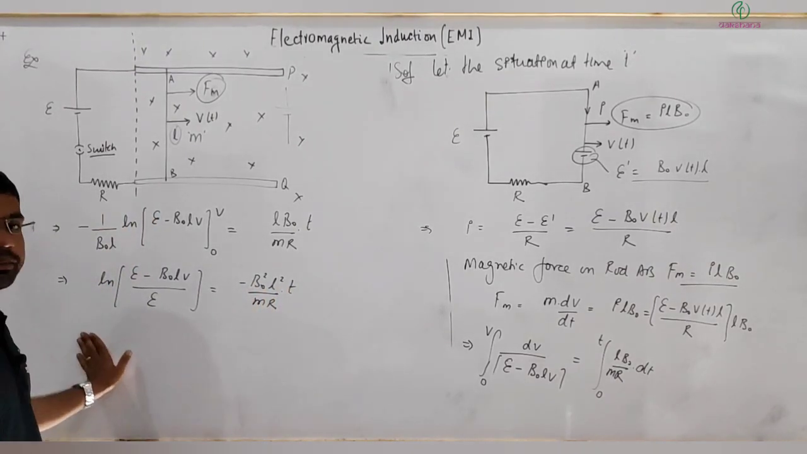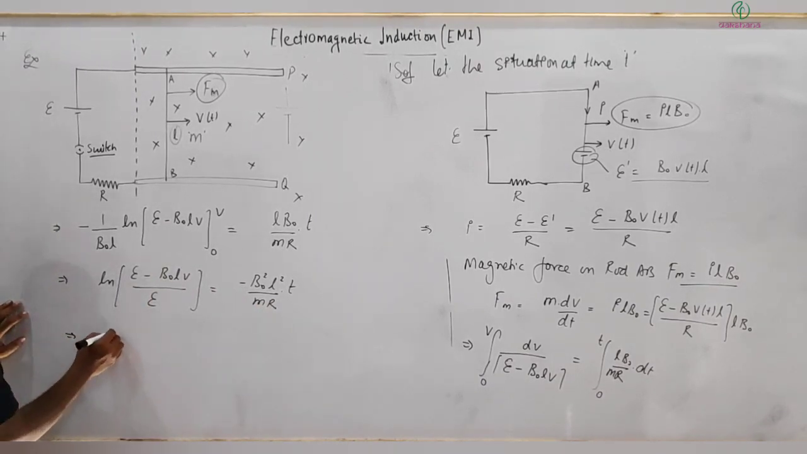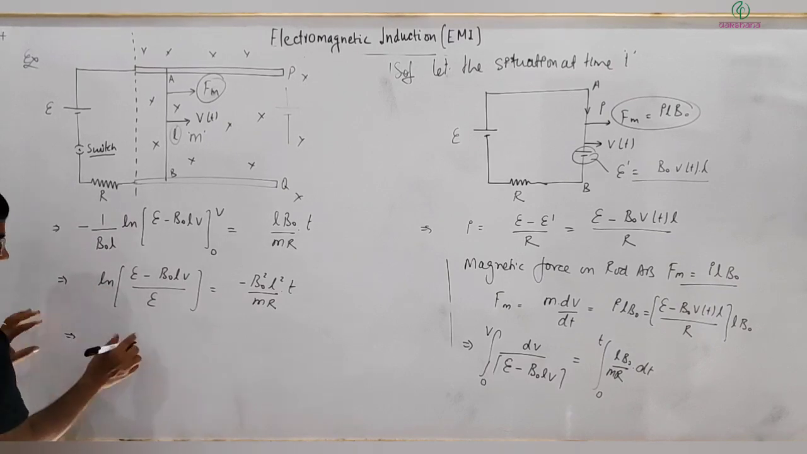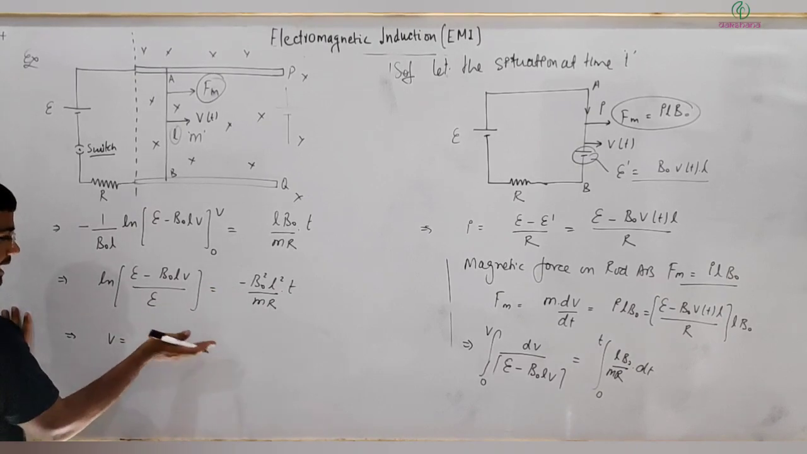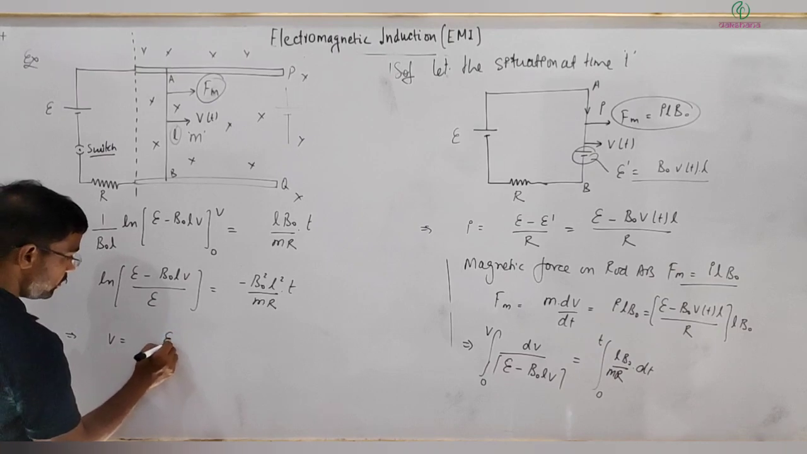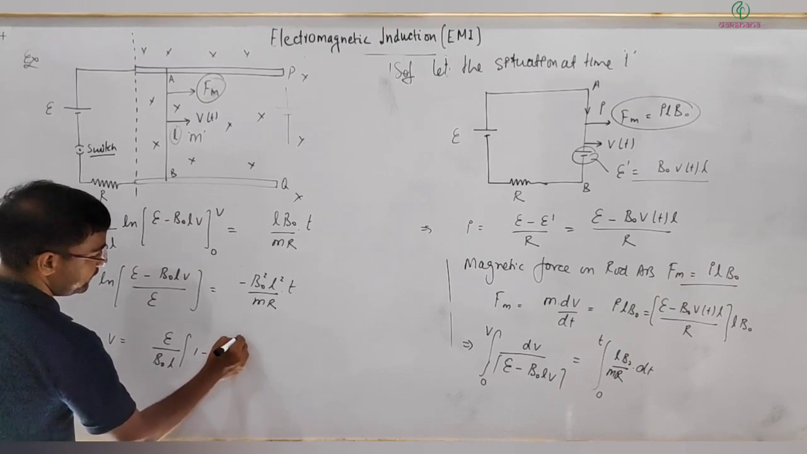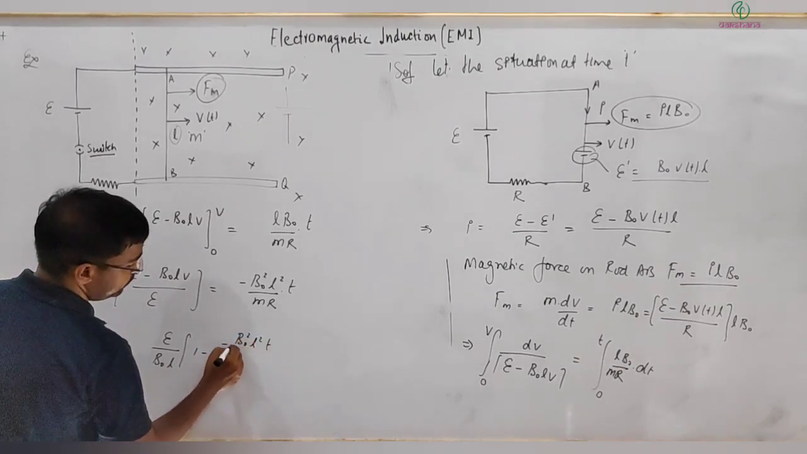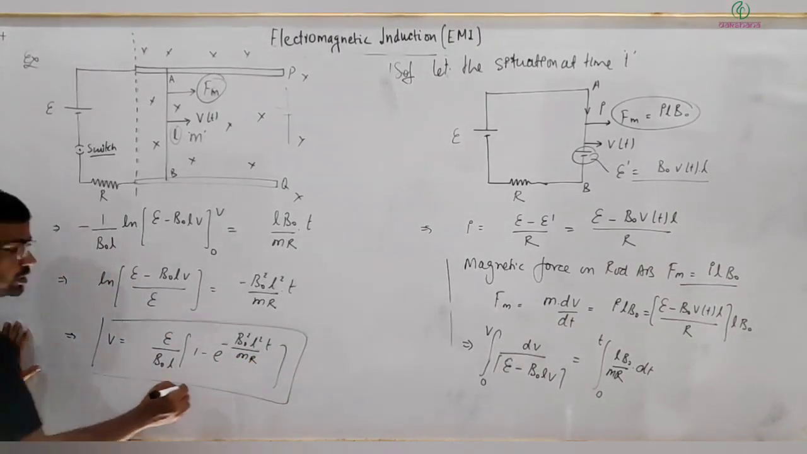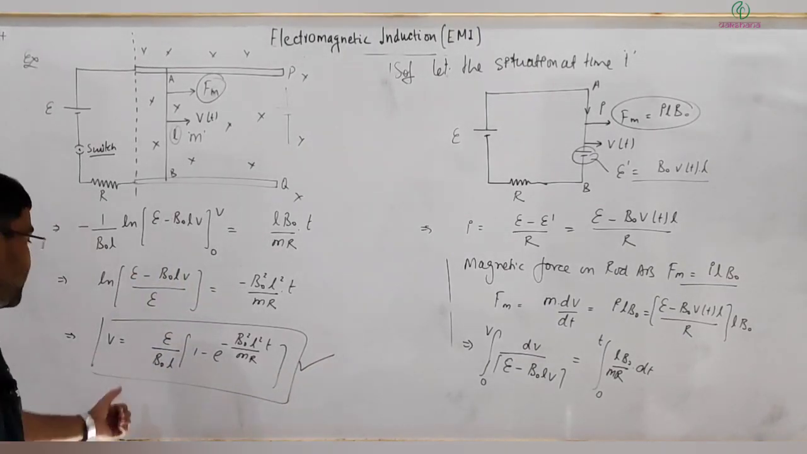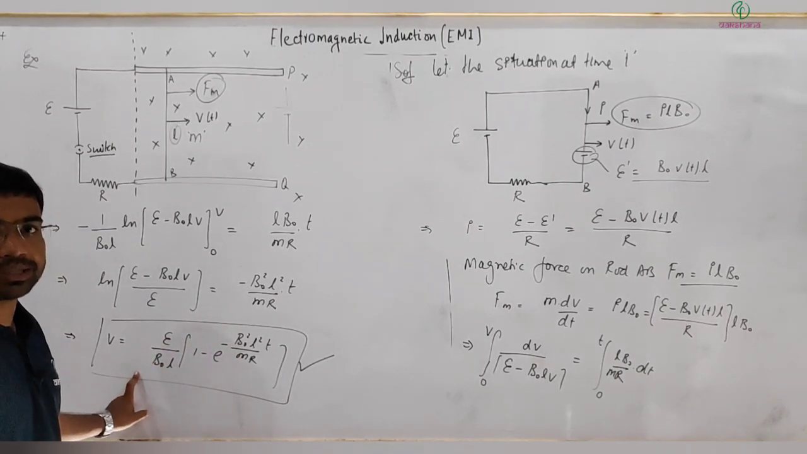Clear? Removing ln, it will be an exponential, and simplifying it, I am getting V equals E divided by B naught into L, times 1 minus e raised to power minus B naught square L square into t divided by MR. So this is the expression of velocity as a function of time. So one result we got. Just simplifying it, you will get it here.